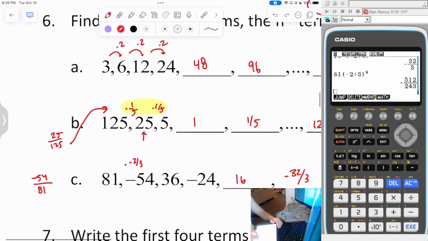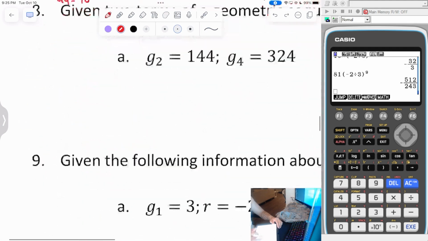So in the first one, we multiplied by 2. 2 is the ratio here. Part B, we had a ratio of 1/5 being multiplied each time. And then negative 2/3 for part C. All right, now let's continue.